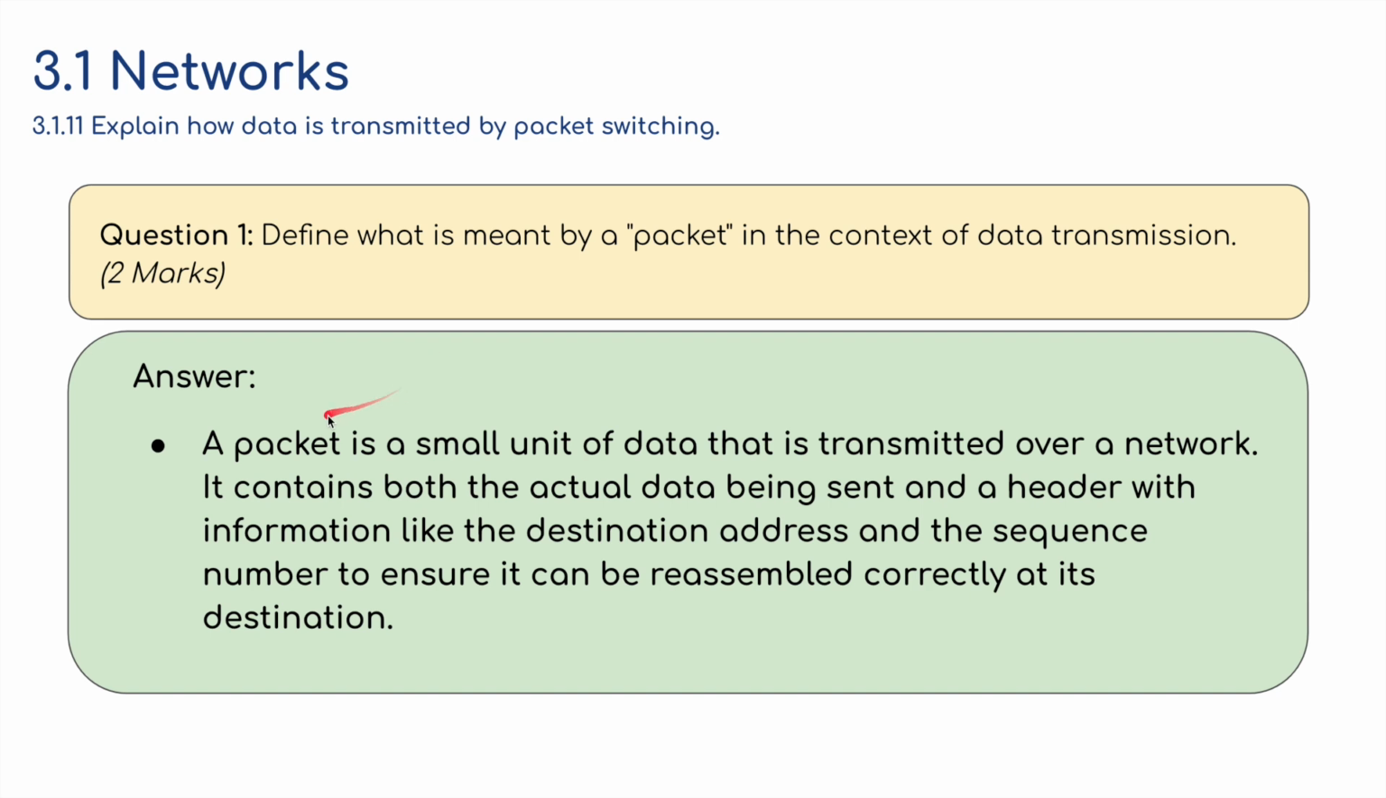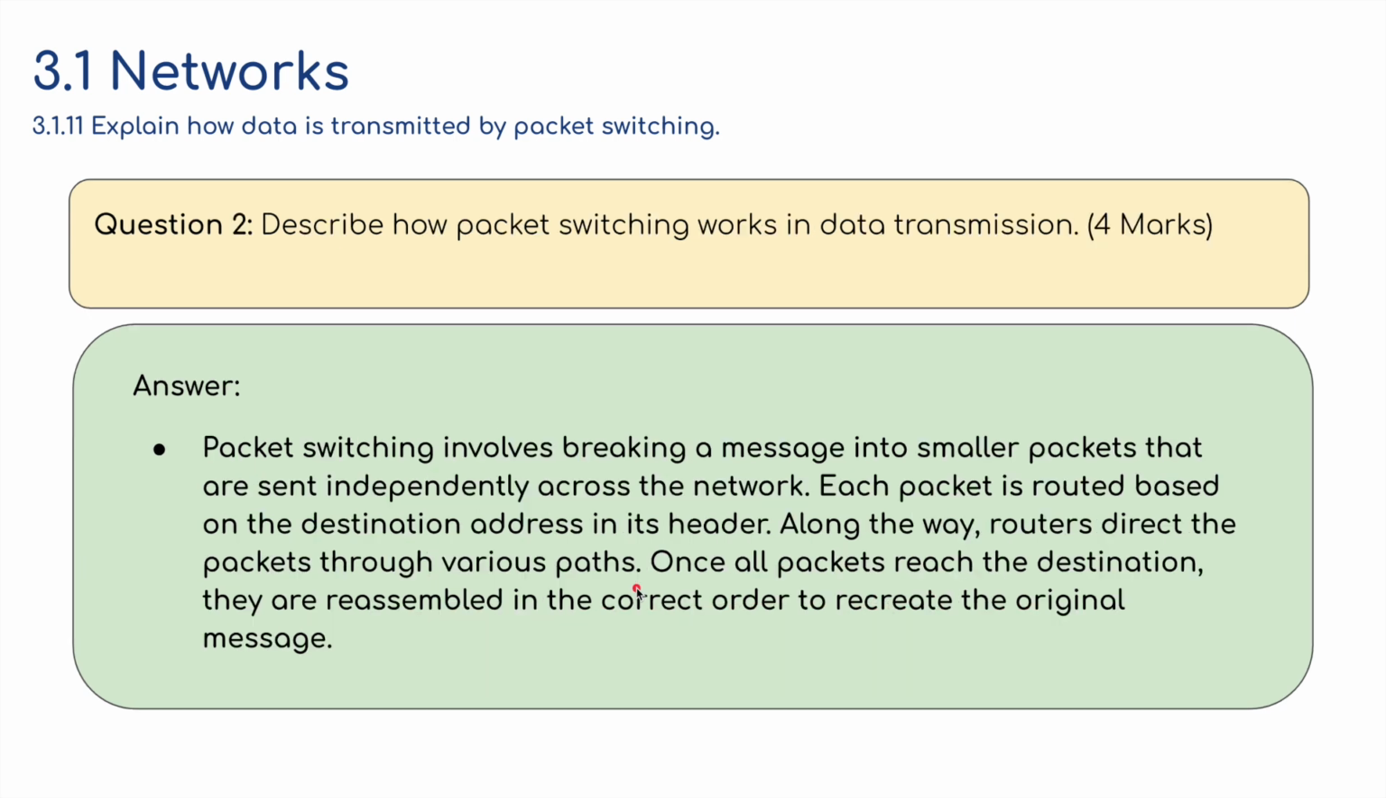So question 1: a packet is a small unit of data that is transmitted over a network. It contains both the actual data being sent and a header with information like the destination address and the sequence number to ensure it can reassemble correctly at the destination.